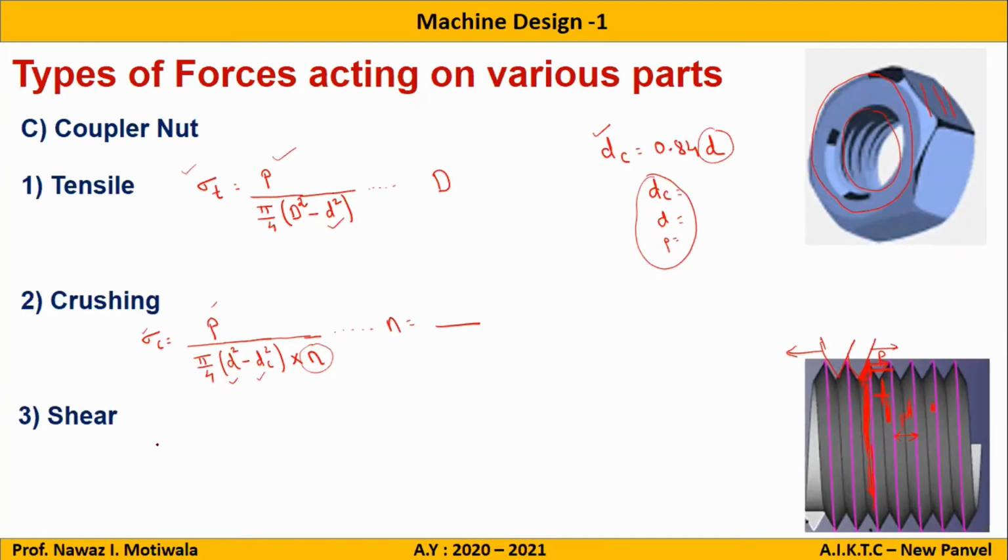That is pitch. So here I can write sigma S is equal to P divided by, it will slide on circumference pi into DC for how much length? For length of pitch, and this is for one ring. There are n number of rings in contact. I will write n rings. Now what is unknown here? All the things on the right hand side are known to me. This P is load, DC is core diameter, pitch is known, number of turns is known. So what I will find out here is sigma S induced.